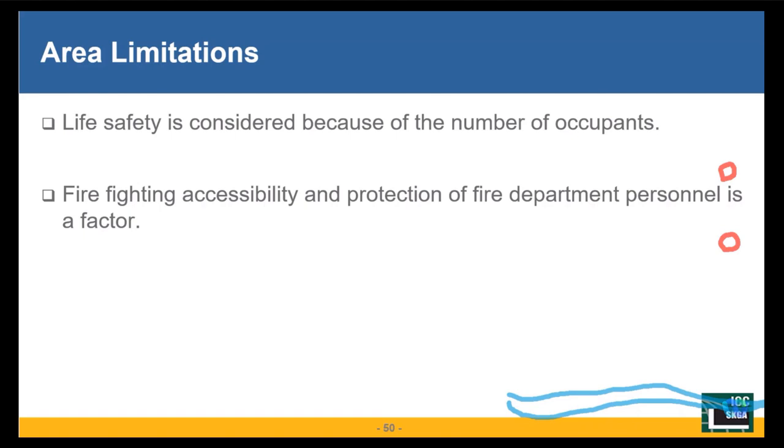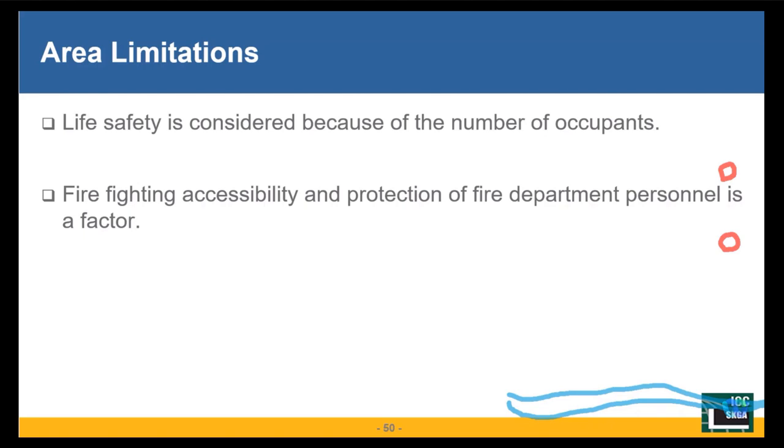Which is the next bullet point. Firefighting accessibility and fire department personnel is a huge factor. And that's why you see most of these unlimited area buildings, such as a Costco or a Home Depot, with open space all around the building. And that open space allows the fire department access to fight fire from all around the building.